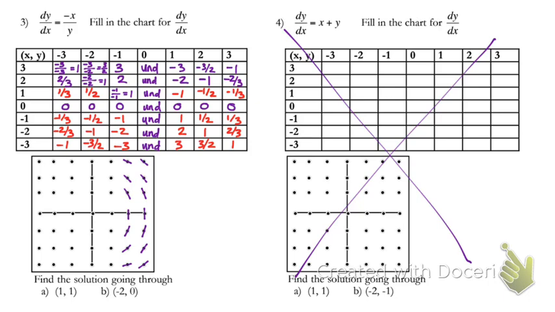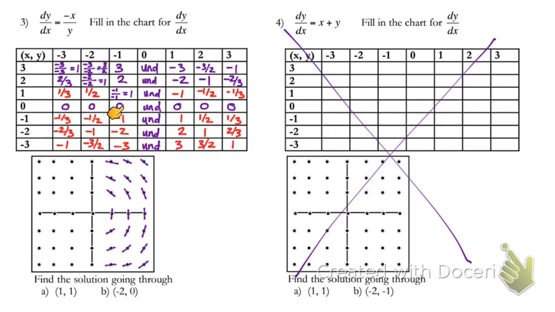All right, the next row is 1/3, 1/2, 1. So 1/3, pretty flat. 1/2, a little steeper. 1, a little steeper. Undefined. Then it goes -1, -1/2, -1/3.